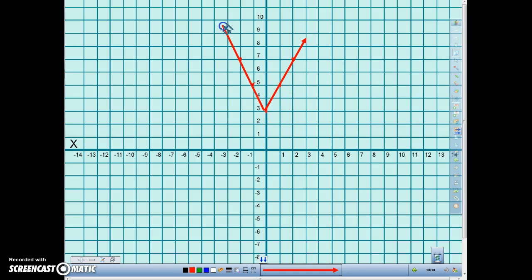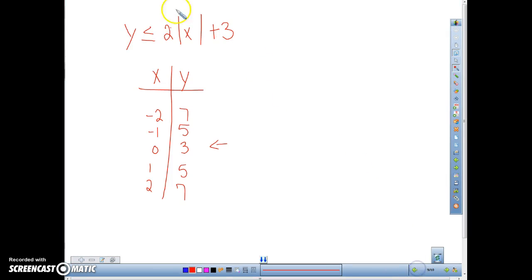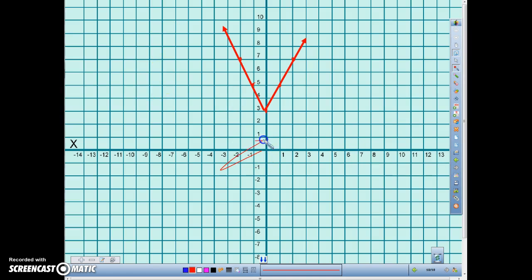Then we have to pick a point to test that's either on the outside of the absolute value or on the inside. Well, 0, 0 is on the outside, so that's the one I would choose. So let's go back. Let's plug in 0 for y, 0 for x. And when I plug in 0, 2 times the absolute value of 0 is 0, and 0 plus 3 is 3. So it says that 0 is less than or equal to 3, which is true. 0 is less than 3. And so 0, 0 is true, so then we're shading all of the outside of the absolute value.